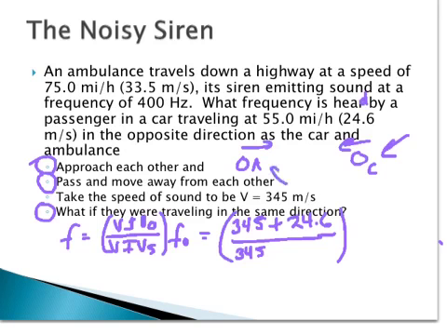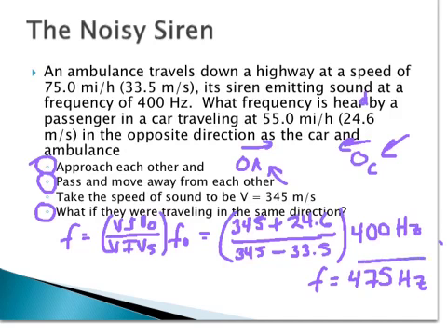And since the ambulance is moving towards the observer, here's the tricky part, this would be a minus, in this case 33.5 meters per second. Mathematically, the numerator gets larger and the denominator gets smaller. That produces a larger factor, which increases the frequency. Our original frequency is 400 hertz. Plug it into your calculator, and you get an observed frequency of 475 hertz. Notice that they're moving towards each other, and the frequency of that sound wave is increasing.